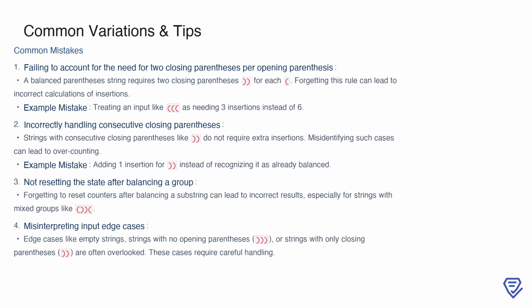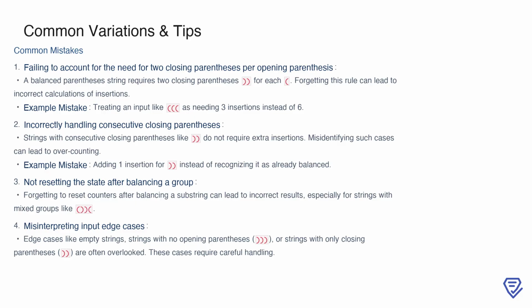Another common error happens when handling consecutive closing parentheses. If you encounter two in a row, this is already balanced and doesn't need any insertions. Misidentifying it as needing an extra one could lead to overcounting. Additionally, it's important to reset your counters after balancing a group of parentheses. For instance, in a string with multiple groups, if you don't reset after the first group, you might end up double counting or misaligning your calculations for the next group.